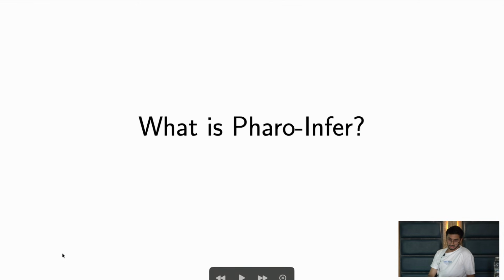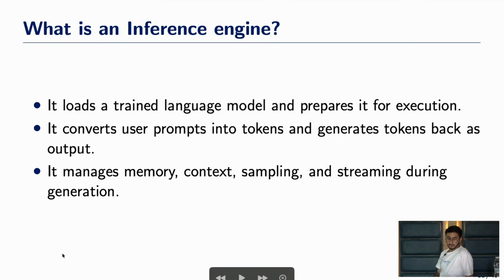To understand PharoLLM and Pharo Infer, we first need to understand what an inference engine is. As I said, without it you can't talk with the hardware, meaning you can't talk with the model. It loads the weights of the model into memory. It handles the memory context, the streaming, how to generate tokens, and user limits if you want to set them. So the inference engine is the heart of the LLM ecosystem. Without it, you can't do anything.